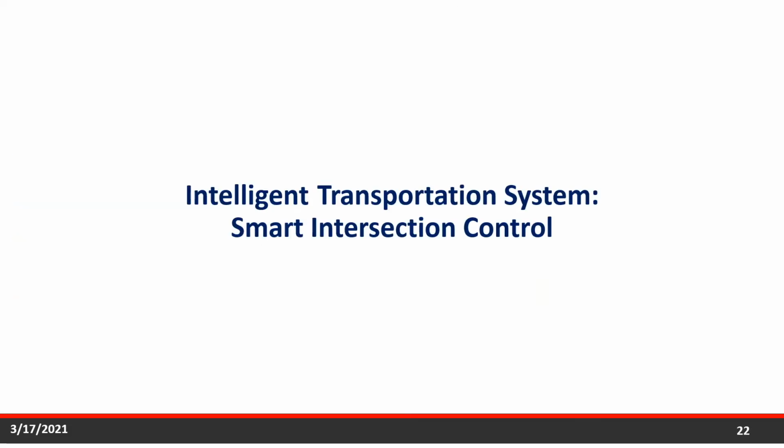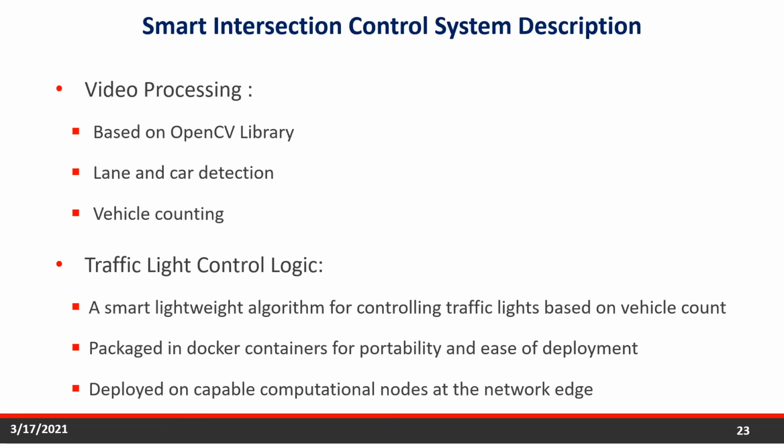Now, we move on to the Smart Intersection Control Edge application that falls under the Intelligent Transportation System umbrella. The Smart Intersection Control System is made up of two main components, the video processing part and the traffic light control logic. The video processing component is based on the OpenCV open source library. It does two main things, lane and car detection and vehicle counting.